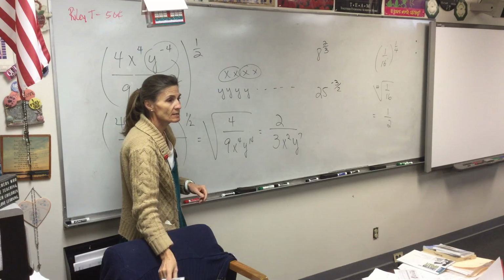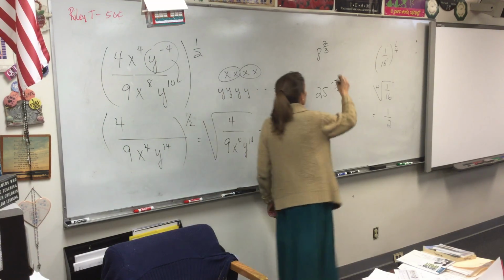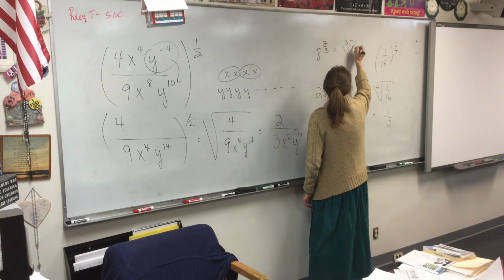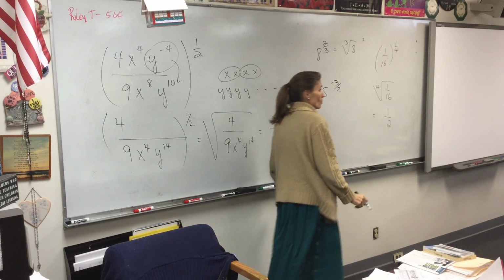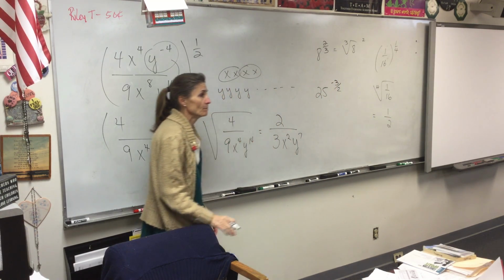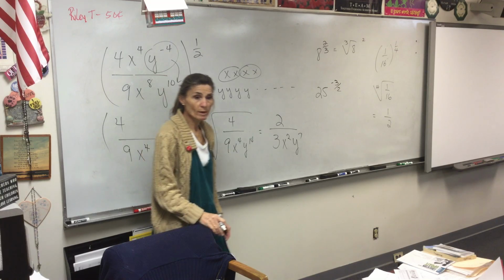Easy question. 8 to the 2/3 means cube root of 8 squared. What's the cube root of 8? 2. And 2 squared is 4.